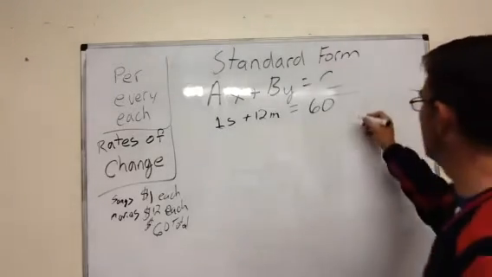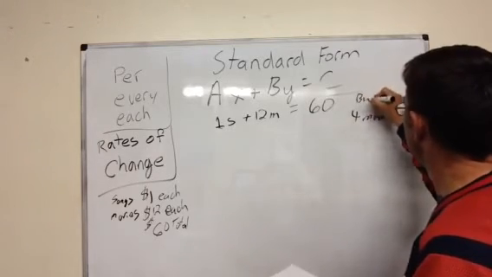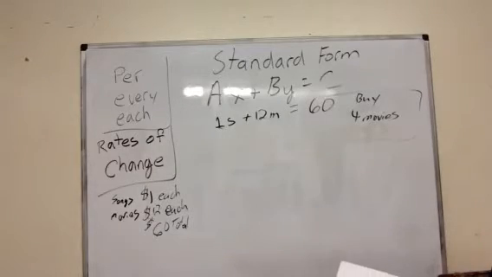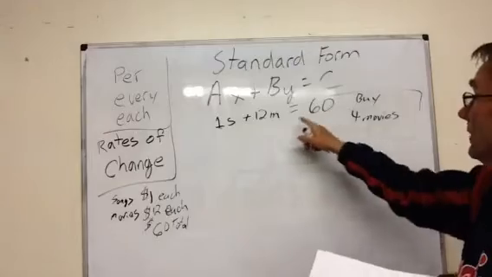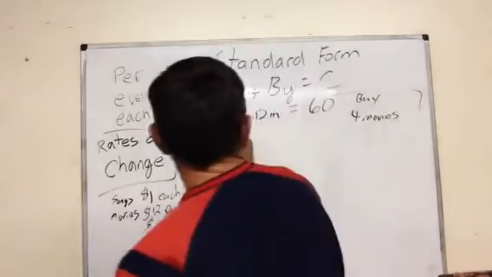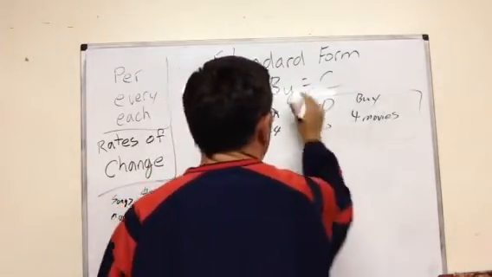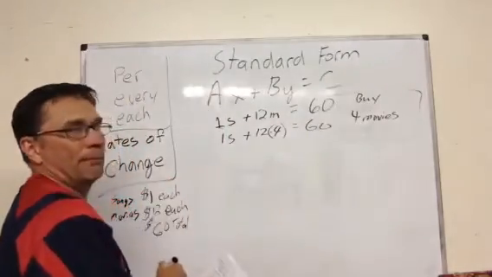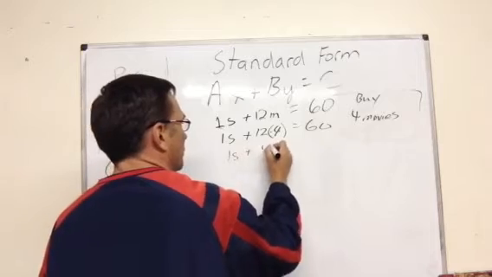Now it says we decide to buy 4 movies. How many songs can we buy now? Well, guess what the 4 goes in for? If we're buying 4 movies, we're going to spend $12 for 4 movies. We need to multiply this together, 12 times 4. Everything else stays the same. I'm just substituting the 4 for my m. Let's multiply 12 times 4, which is 48.